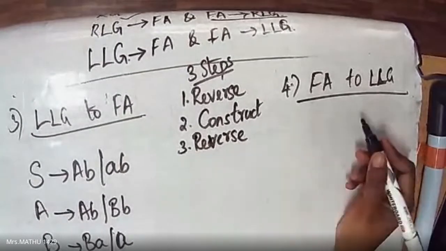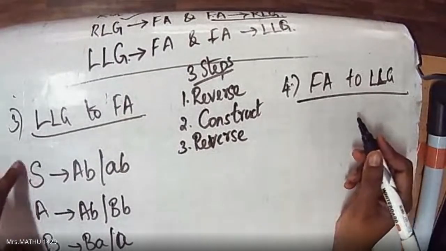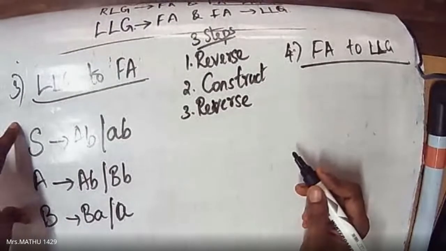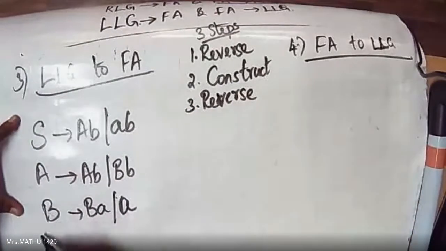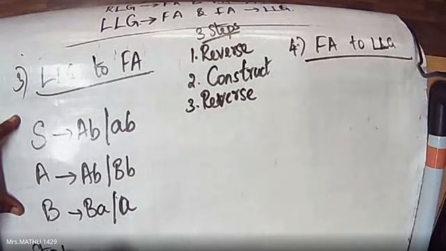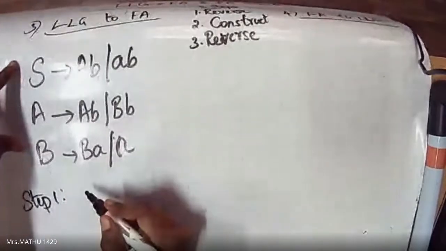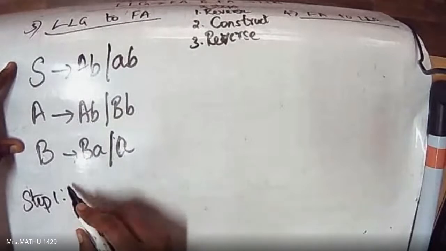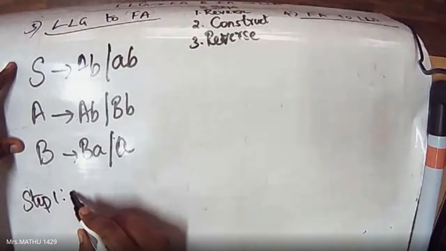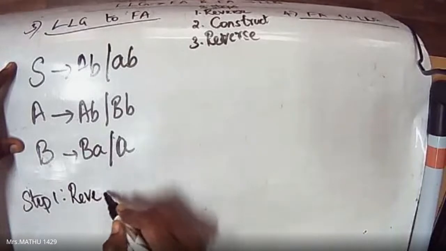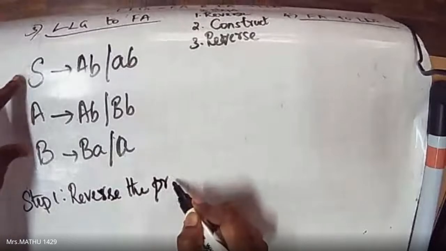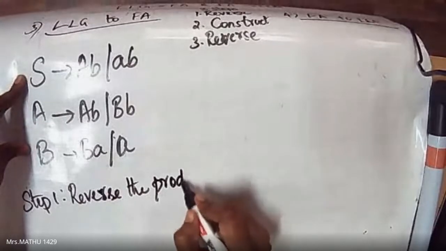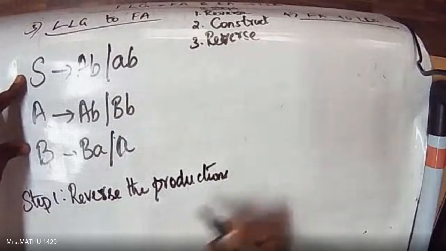Let us see what reverse, construct and reverse mean in both the conversions. First let us see how to do the left linear grammar to finite automata conversion. What is the first step? It is reverse. What is given here? We have been given a set of productions. To convert it into the finite automata, the first step is to reverse the productions.